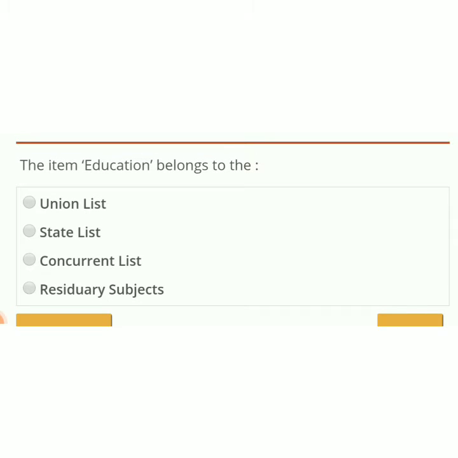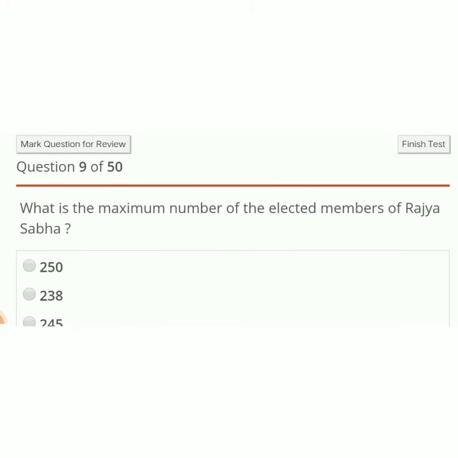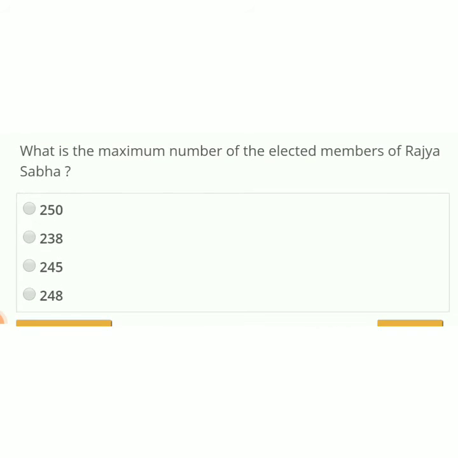Next question. The item education belongs to union list, state list, concurrent list, residuary subject. The item education belongs to the concurrent list.